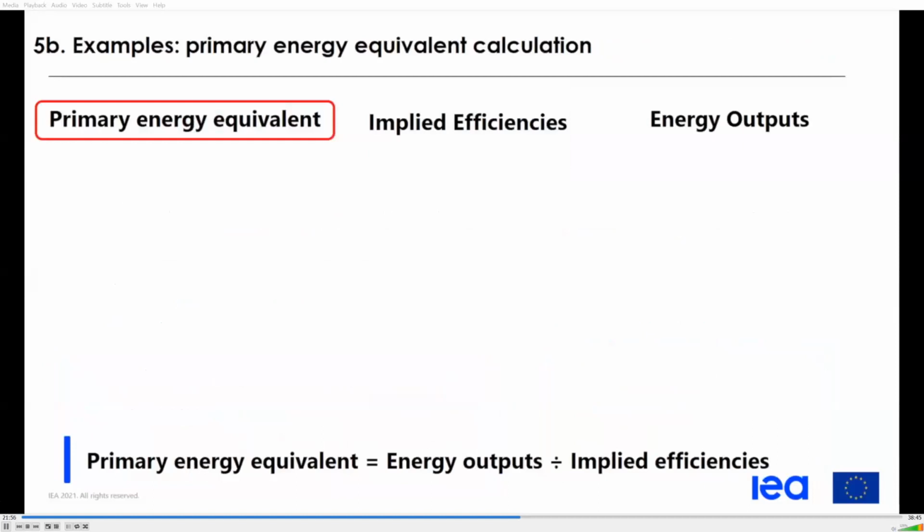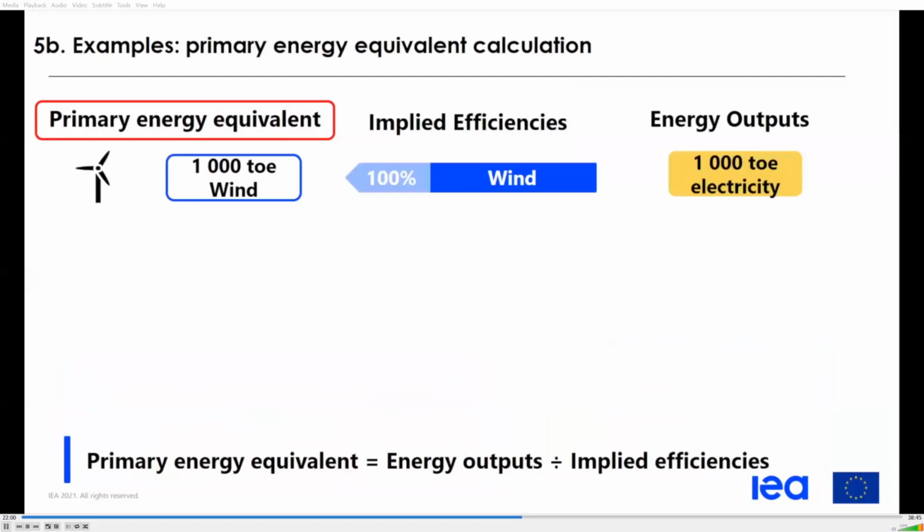Let us see a few examples to illustrate this concept. For wind, as we have an implied efficiency of 100%, so with 1000 TOE of electricity produced, the primary energy equivalent is 1000 TOE of wind.